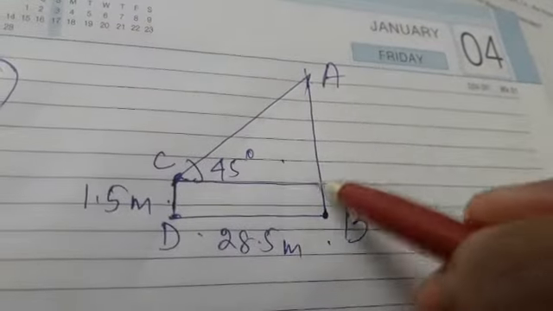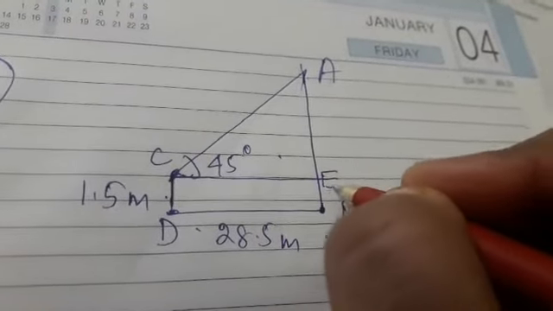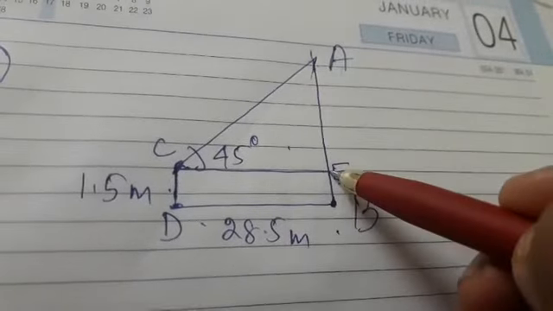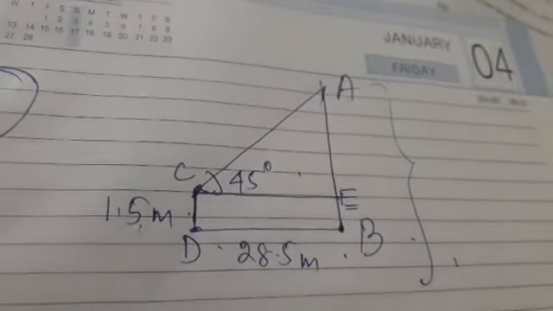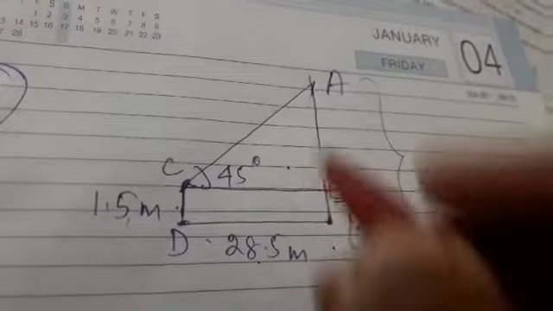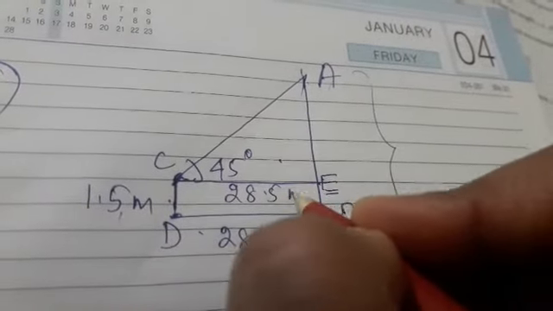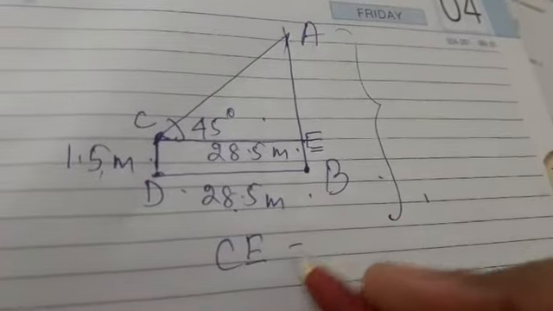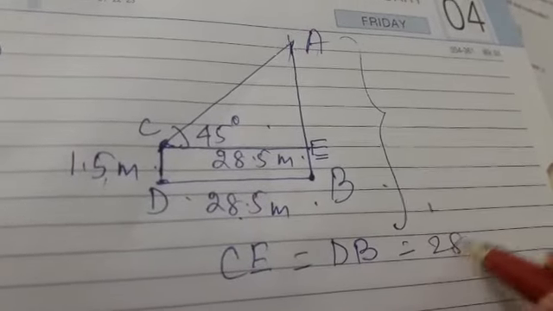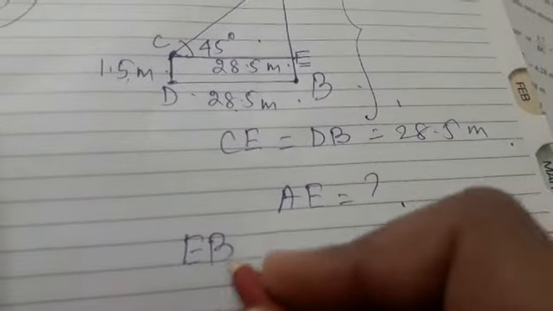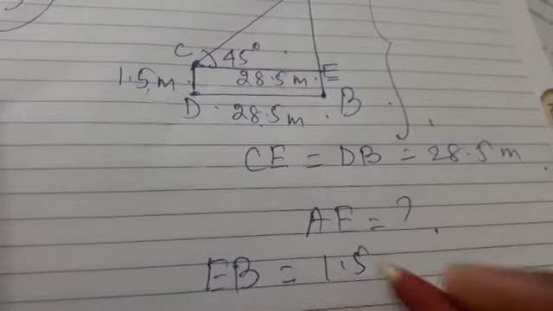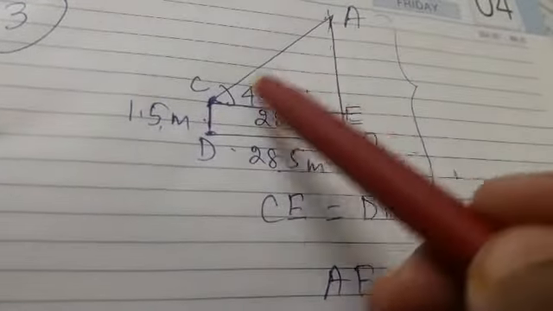To find the height of the chimney, we need to know the height of this particular segment, that is AE, if this point is E. If I get the length of AE, I will add 1.5 to it. That will be the height of the chimney. So this is 28.5, this also will be 28.5 meter. So I can write CE is equal to DB equal to 28.5 meter. Then AE is equal to question mark, EB is equal to 1.5 meter. So let us take triangle ACE.